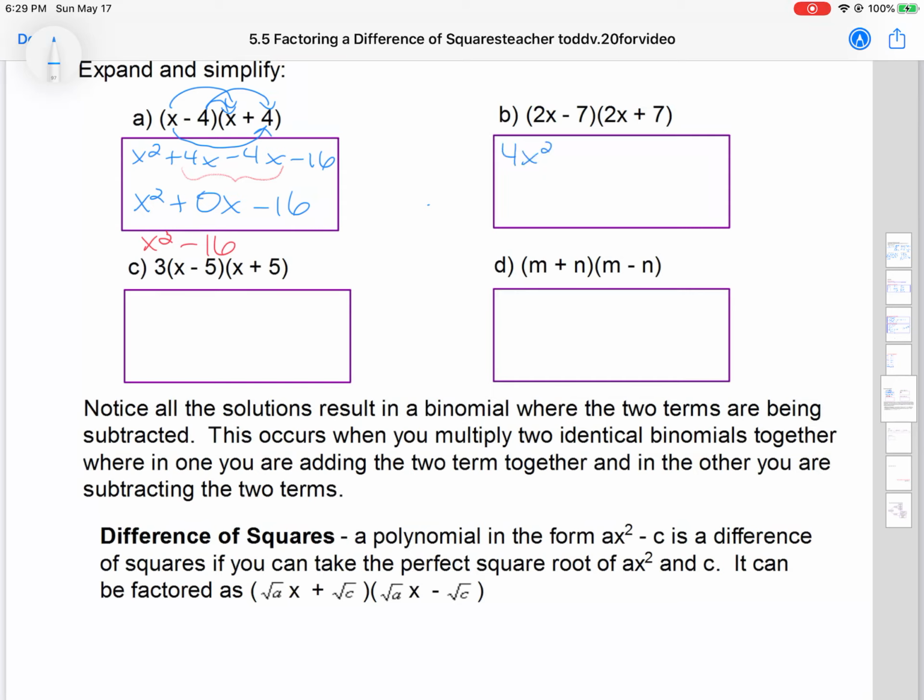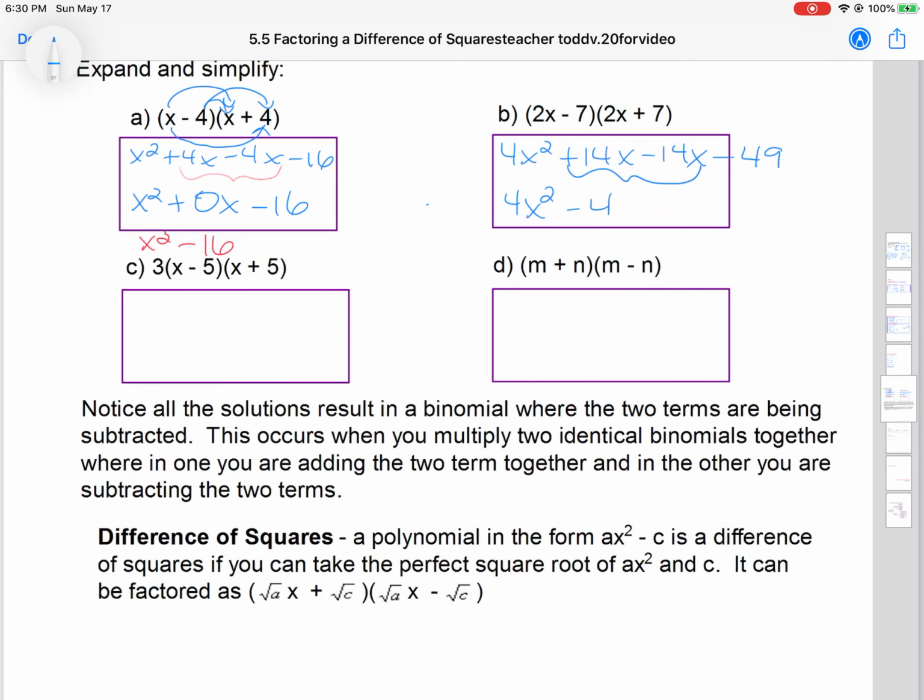Even something like this: 2x times 2x is 4x squared. 2x times positive 7 is positive 14x. Negative 7 times 2x is negative 14x. And negative 7 times positive 7 is negative 49. Again, you've got a squared term here, 4x squared. These two are going to cancel, since 14x plus negative 14x is 0, and you're left with the squared term at the back. And then here, we're just going to leave that 3 for now, and you get x squared plus 5x minus 25.